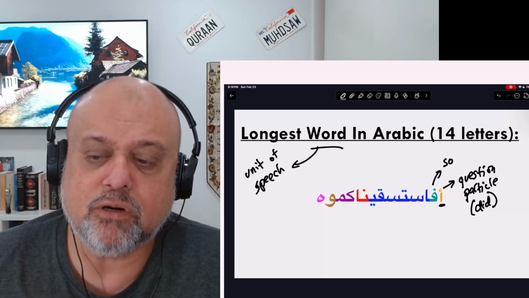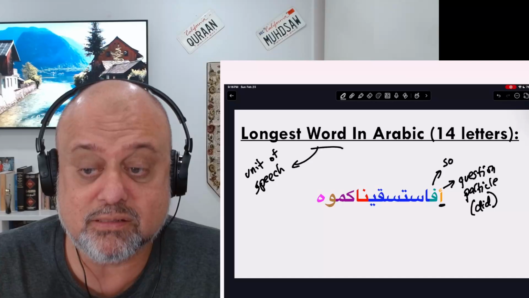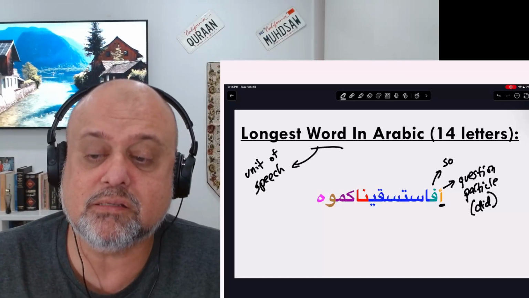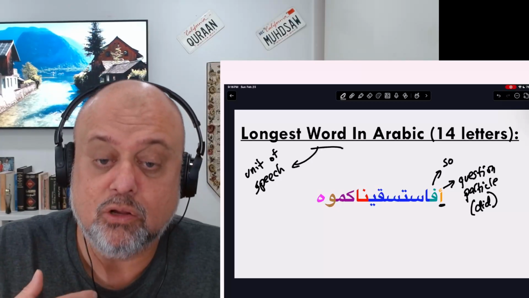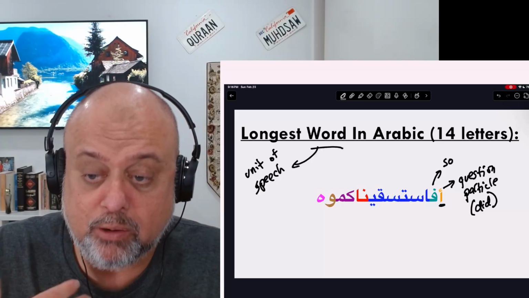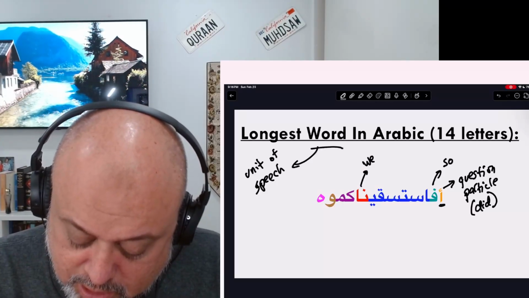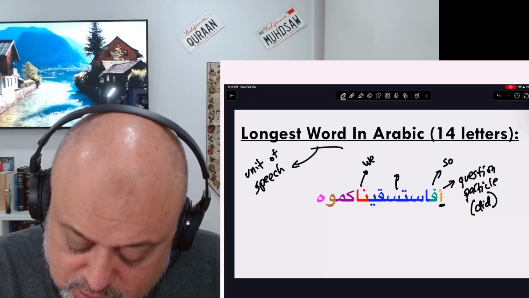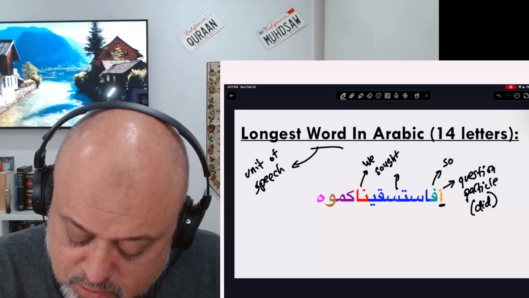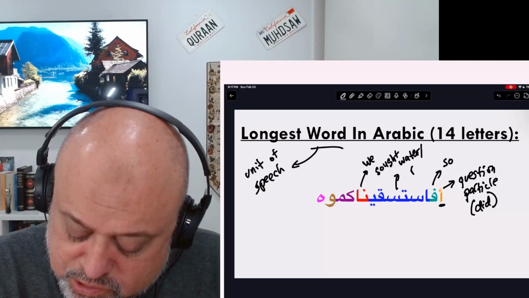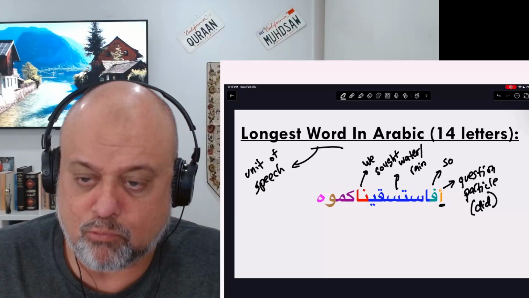Okay? So the verb is istasqa. But here it's conjugated to istasqayna. Istasqayna, right? It means we sought water, or we requested water. Okay? So this is the we part. And then the blue is sought water, or specifically we could say rain, right? Okay, in another context, but water should suffice here.